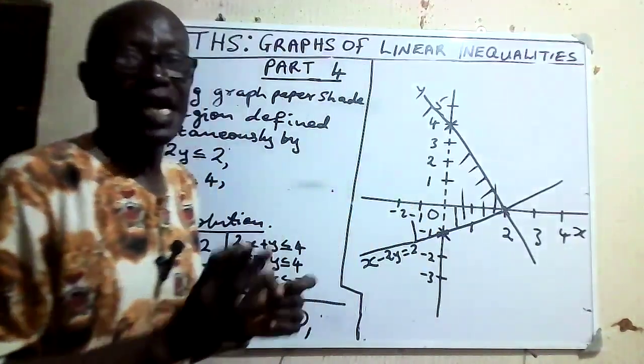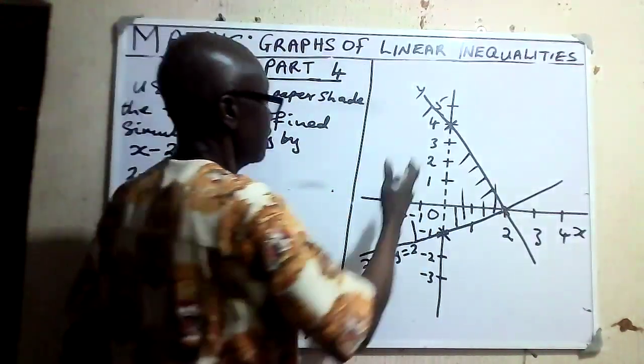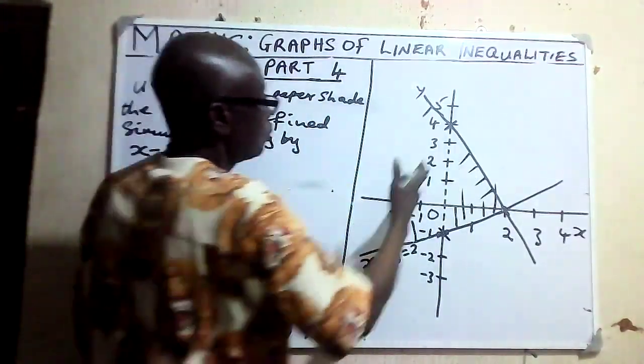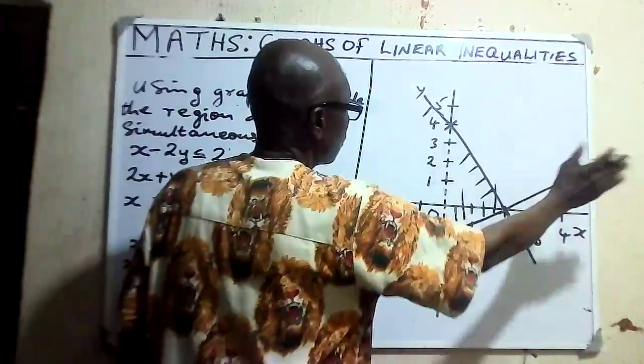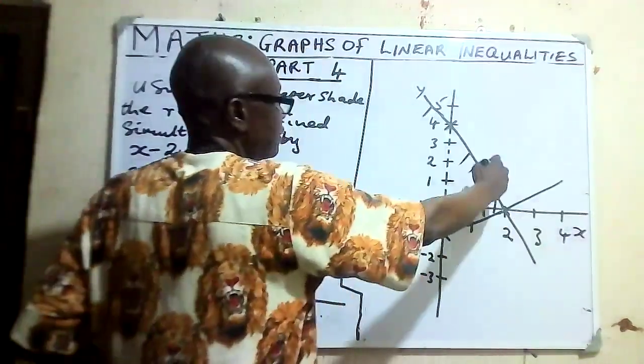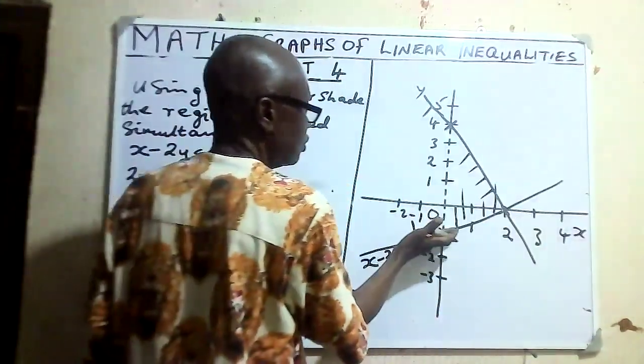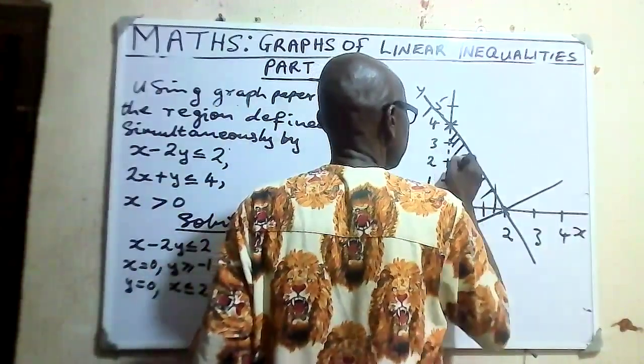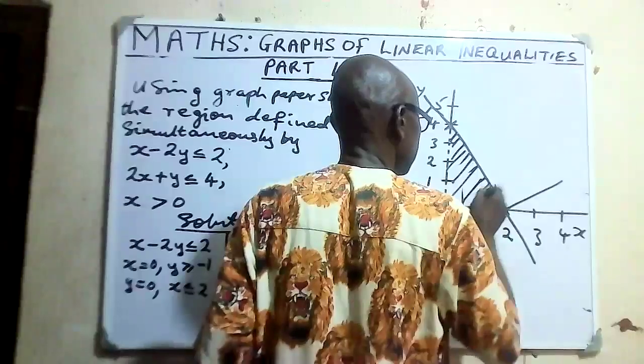Now, which area are we shading? According to x greater than 0, you are supposed to start from here to your right. This one is telling you to come back. This one is telling you to go up. So the area required, or the required region, is this.